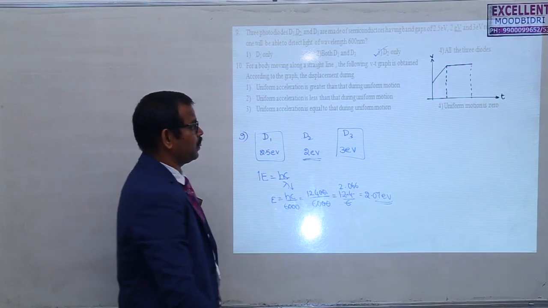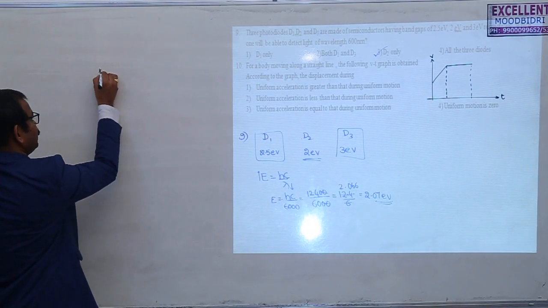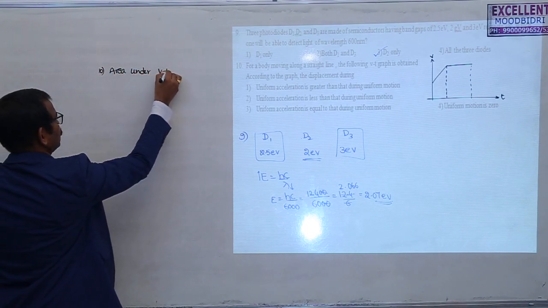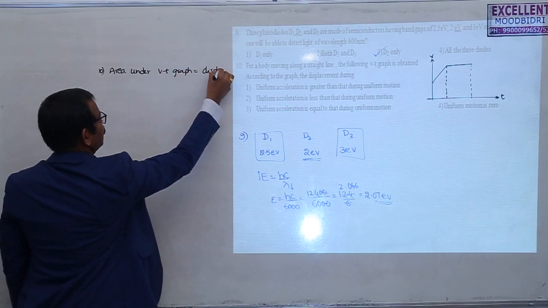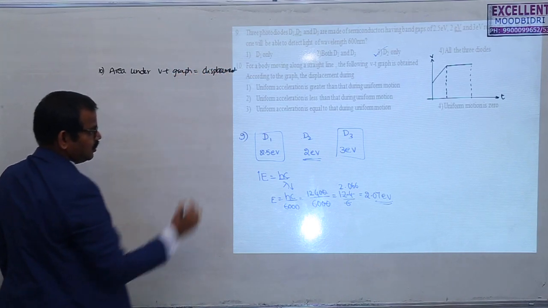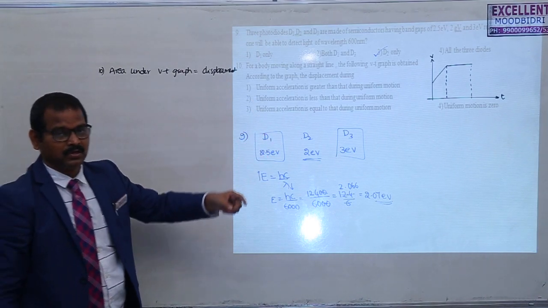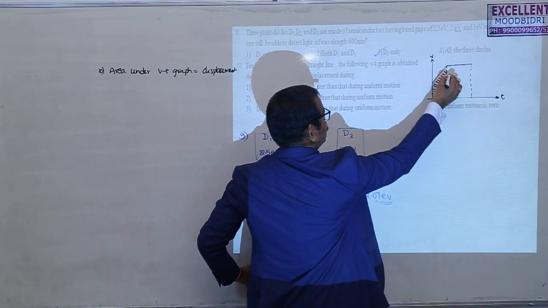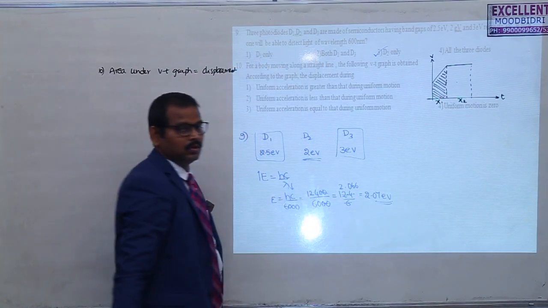Here, if you observe this diagram, in the first part, we know that area under the v-t graph gives the displacement. From the diagram, it is clear that the area in the first part is small, and the area in the second part is more. This is a small area, this is a big area. So this is x1, this is x2.